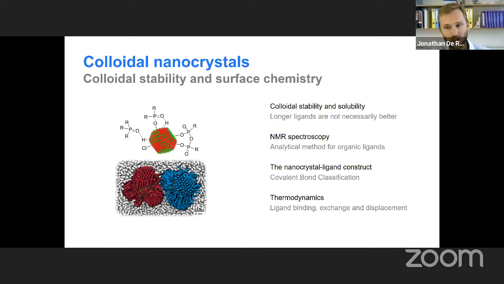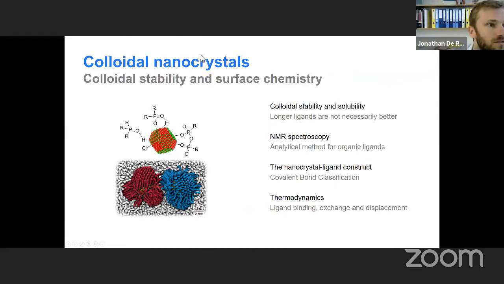First, I actually want to start with a little bit about colloidal stability. What makes nanocrystals soluble? I think there's been very interesting work published in the last 5 years that is worth some attention there. And then we're going to talk about NMR spectroscopy as a tool to look at which ligands are bound and which ligands are not.